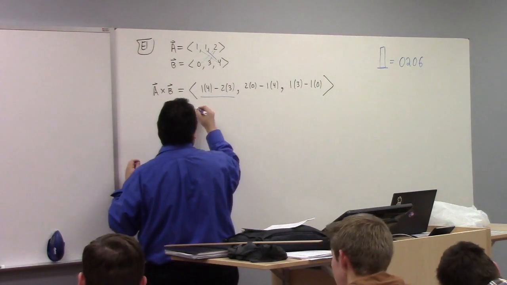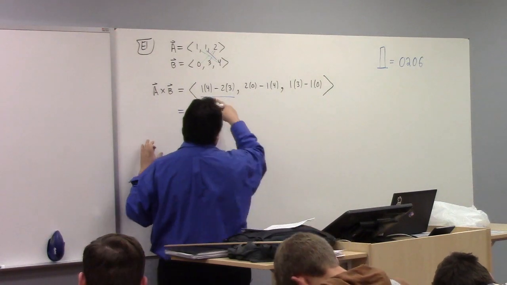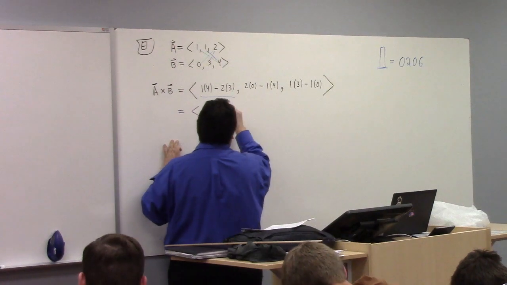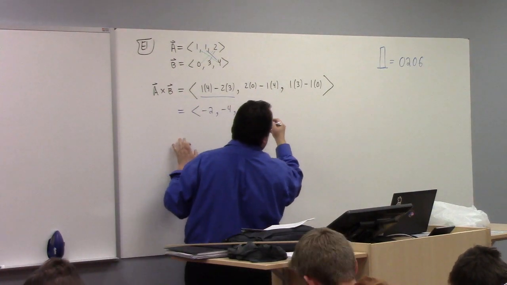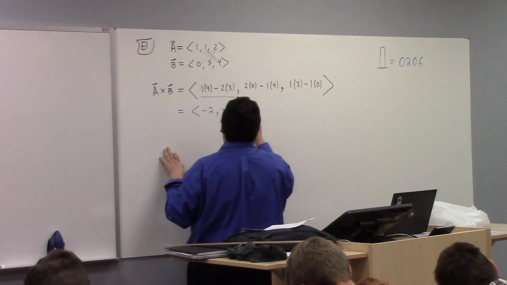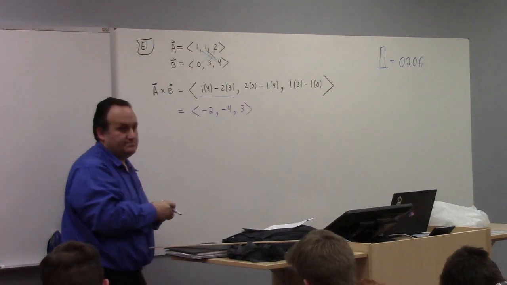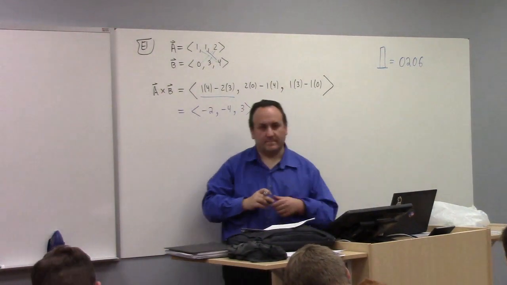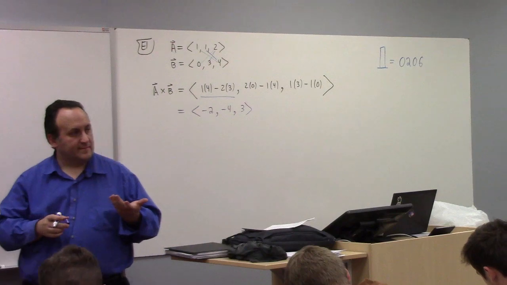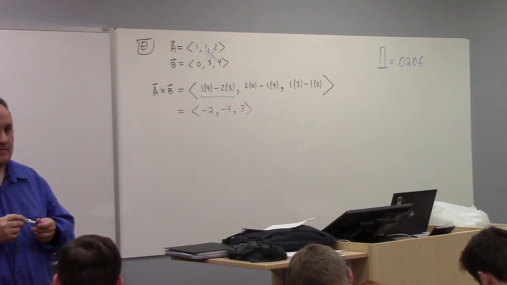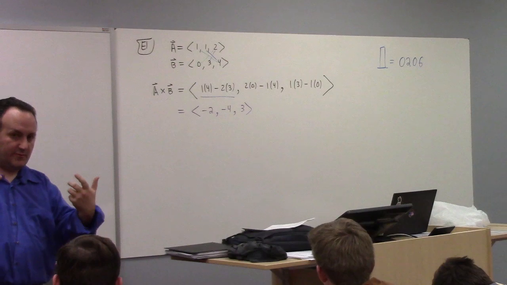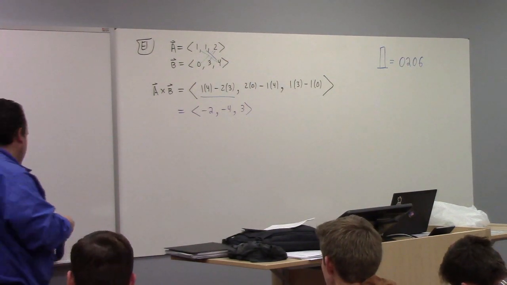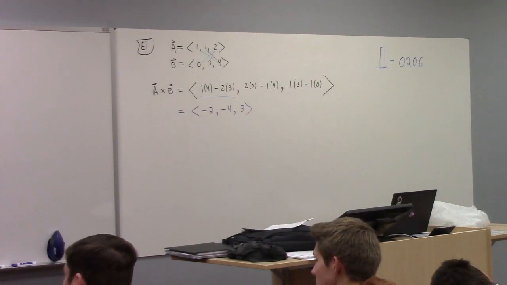Now let's see if I'm right or wrong. How would you check if you're right or wrong? 4 minus 6 is minus 2, right? Minus 4 and 3. So did I make a mistake, or am I right here? How can I check? There's an easy way to check. I just have to take the dot product of my answer with the inputs, right? So let's do that and check on my work.